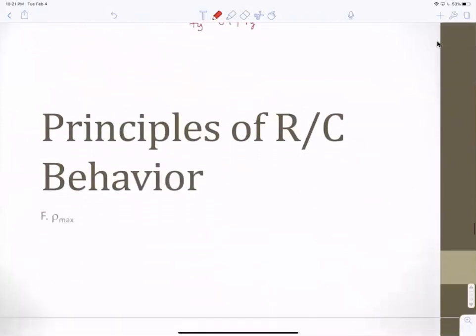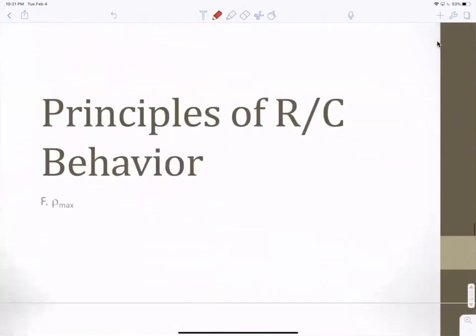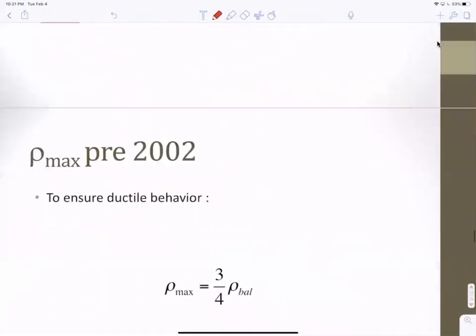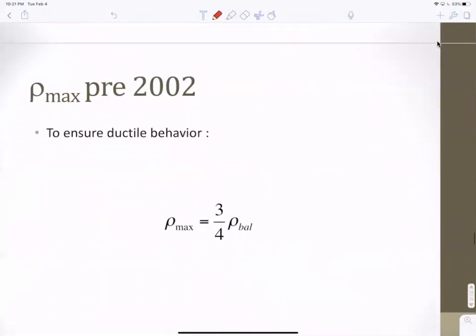Okay, so next is rho max. We have the balanced amount, and now we have rho max. We want to make sure that the steel yields. Can you see it makes sense to have less than the balanced amount? Because you make the steel weaker, so the steel will fail first. Think of this like a chain. When you pull on a chain, it's going to break at the weakest link.